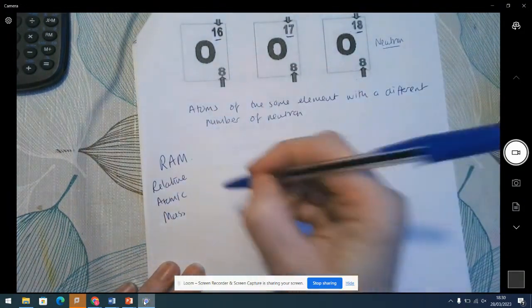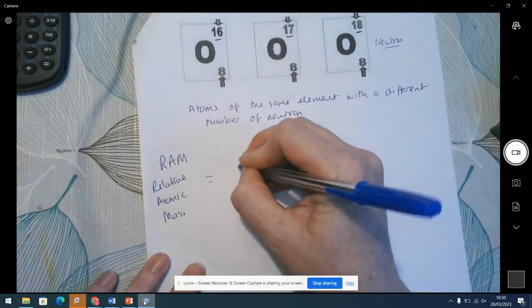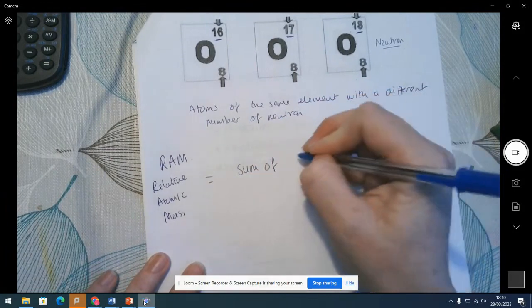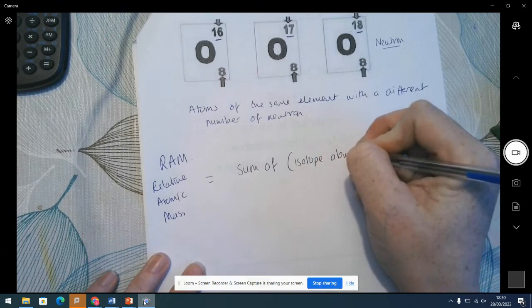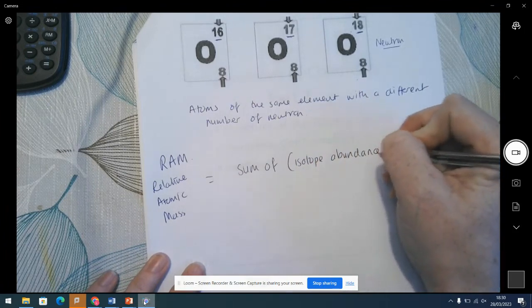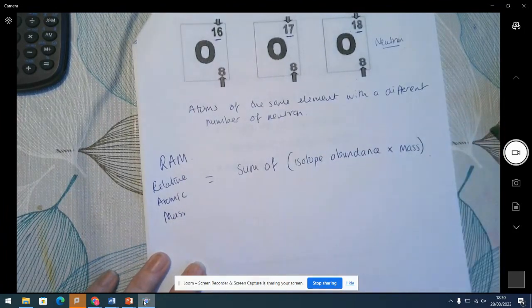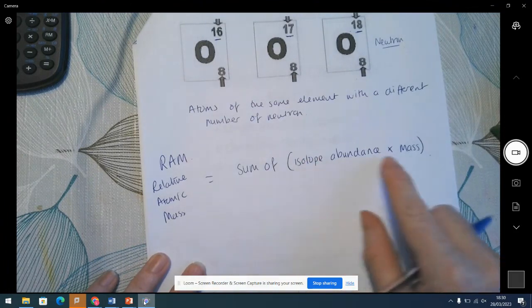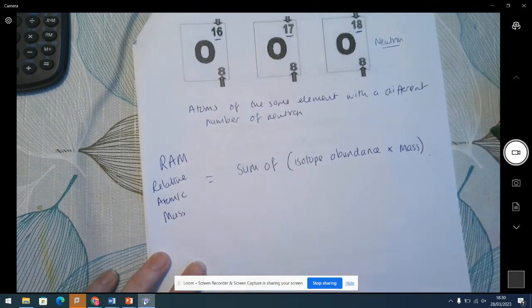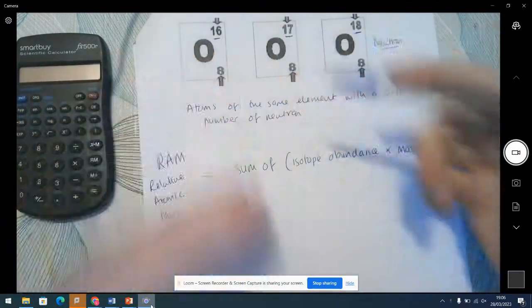So relative atomic mass is equal, and I'm going to start using some fancy sciencey words here, I'm afraid, to the sum of, in brackets, isotope abundance multiplied by the mass. So if I've got 3 isotopes, I want to know the abundance for each one. I want to know the mass for each one as well. So what I need to do is make sure I know how to calculate the relative atomic mass of isotopes together.